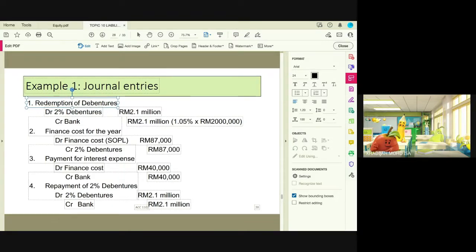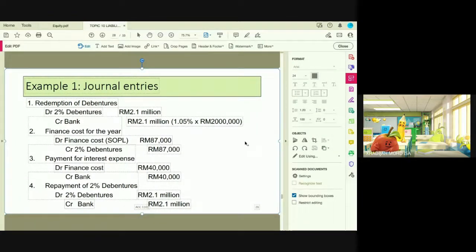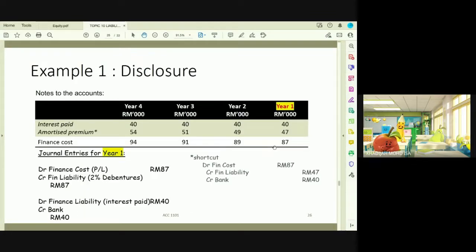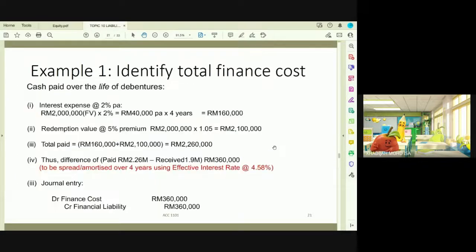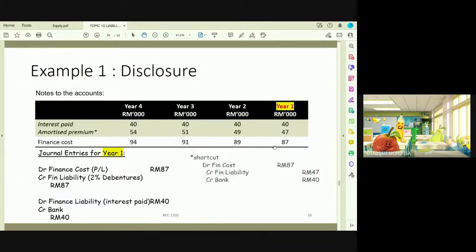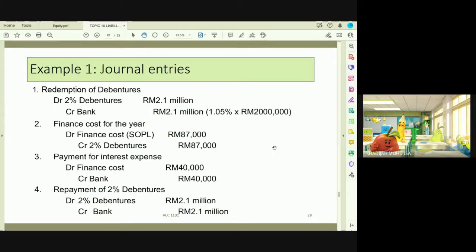Redemption of debentures: debit the 2% debentures, and credit your bank because you have to pay 2.1 million. Finance cost for the year, how do you get that 87,000? Never mind. Payment for the interest expense, debit finance cost. My interest expense is 40,000, I know. Why is it 40,000 just now?